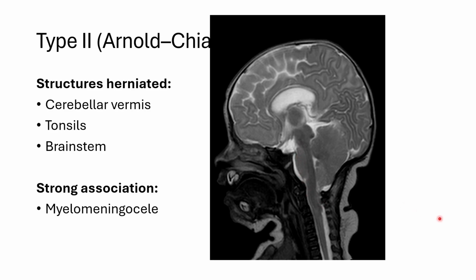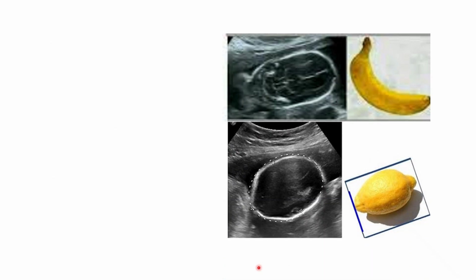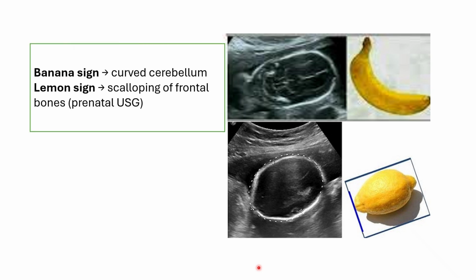So this is about type 2 Chiari malformation, and in this, patients often have hydrocephalus and require early intervention. Type 2 Chiari malformation can be diagnosed antenatally by ultrasound. What we see in fetal life on antenatal ultrasound are the banana sign and lemon sign. What is the banana sign? The curved cerebellum wrapped around the brainstem, giving the appearance of a banana. So this is called the banana sign.